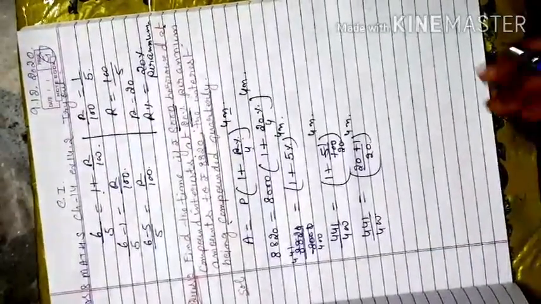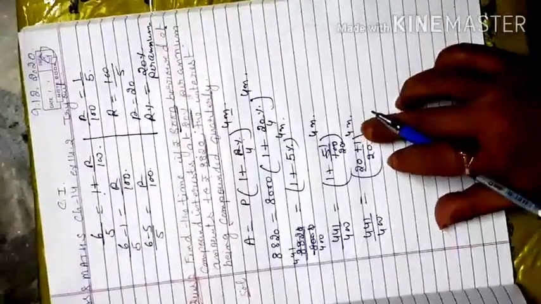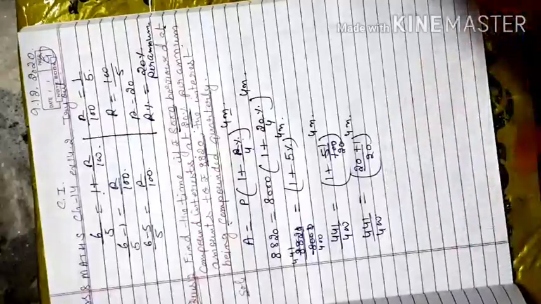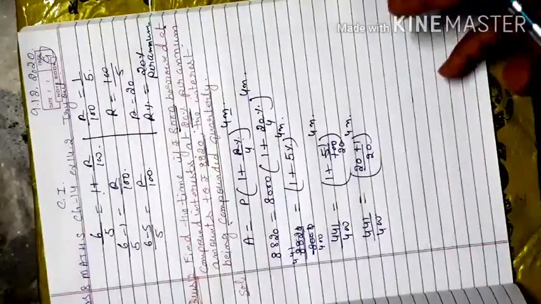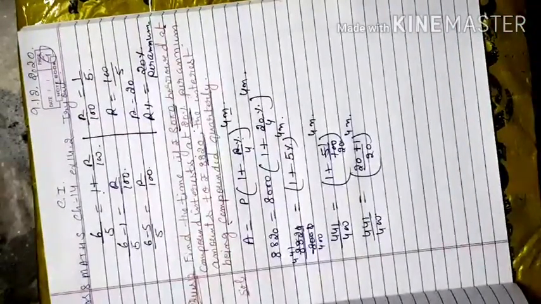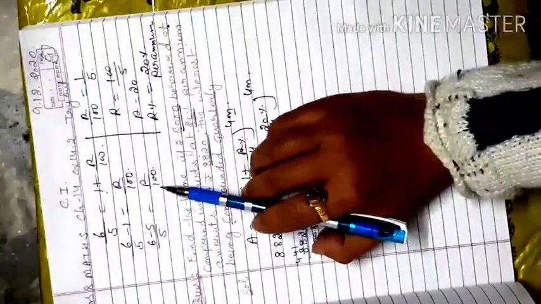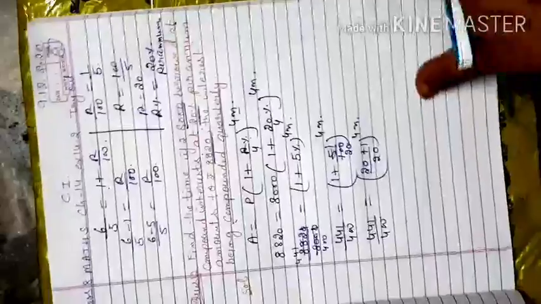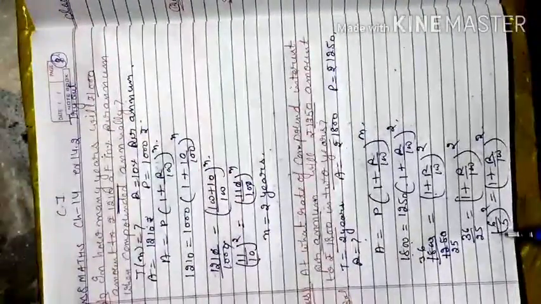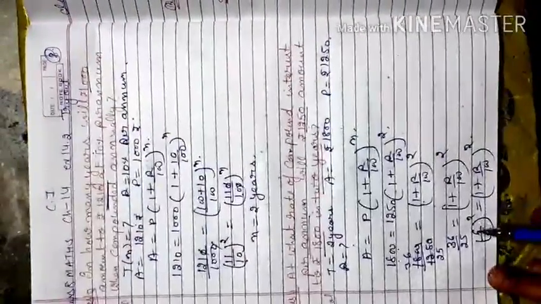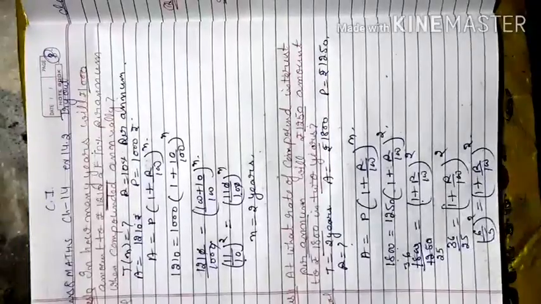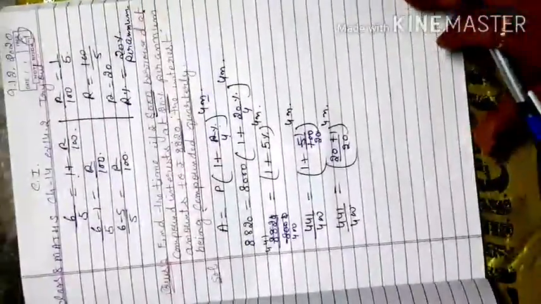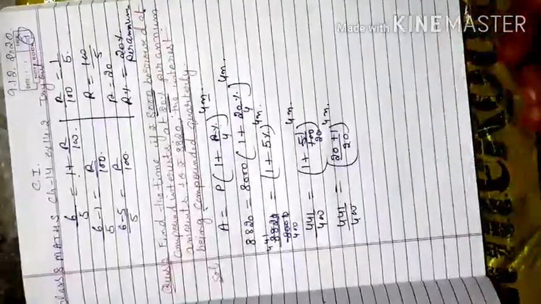So one thing you remember: when you are going to find the time, that is in the power, try to equalize the base. When the base is equal, you can ignore the base and equalize the power. But when there is a condition to find the rate, like this variable, the power is given, so try to equalize the power, and if power is the same, you ignore the power and equalize the base. And in the time case, you have to equalize the base and pick the power.